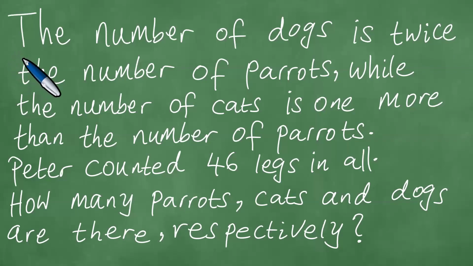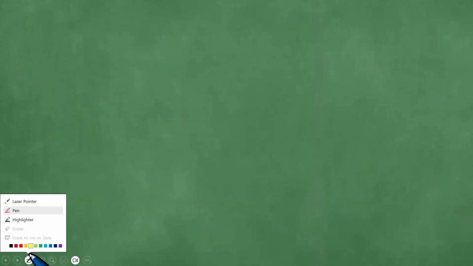In this lesson, we shall solve this word problem in front of us. The number of dogs is twice the number of parrots, while the number of cats is one more than the number of parrots. Peter counted 46 legs in all. How many parrots, cats, and dogs are there, respectively? Right, so we proceed to solve this particular word problem step by step as follows. We present a solution to this word problem.